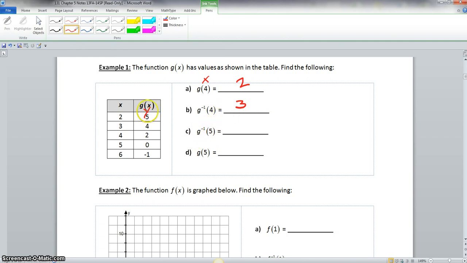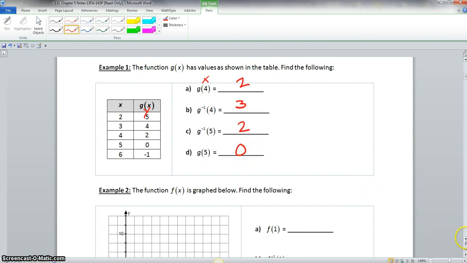Now we go to the inverse of 5. So that means we go to our g of x value, that's 5, and we will write down our x value, which is 2. Now we just have g of 5. So we will go where our x value is 5 and write down our g of x value, which is 0.